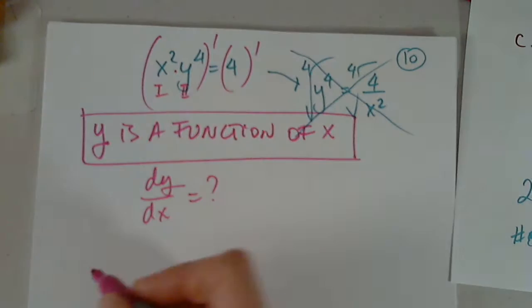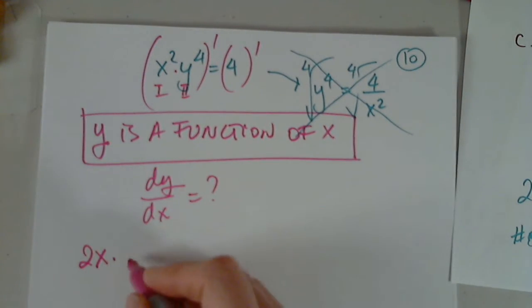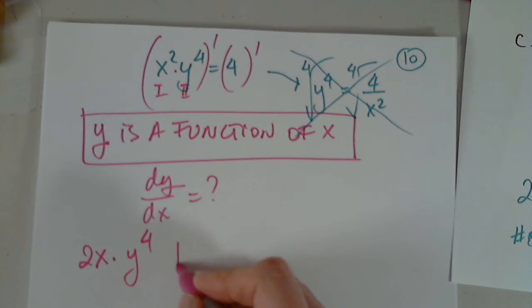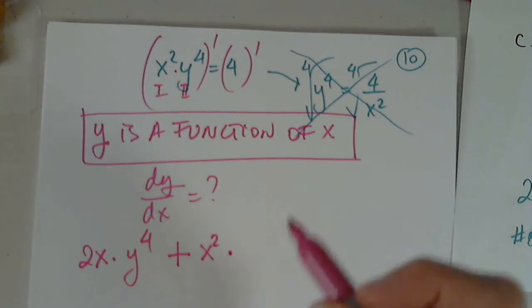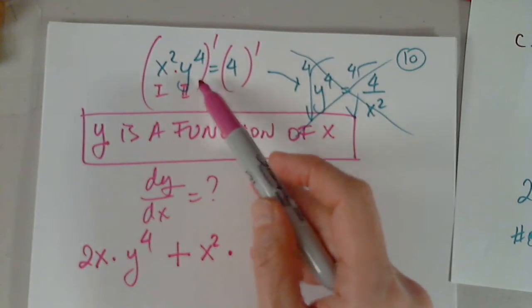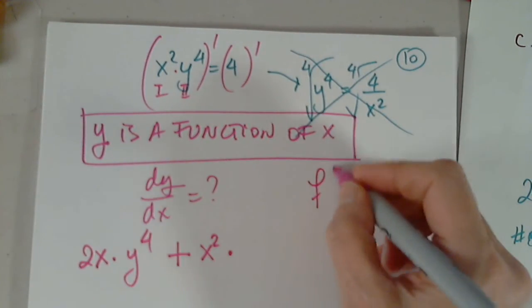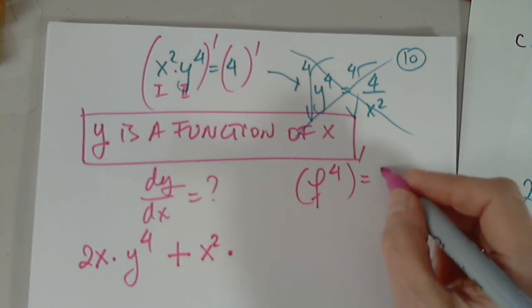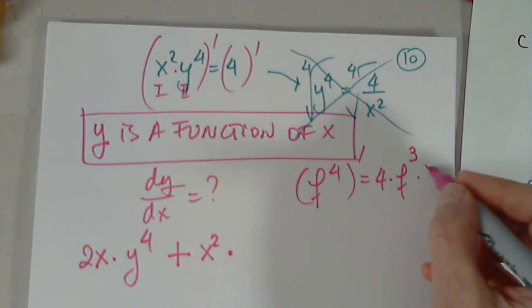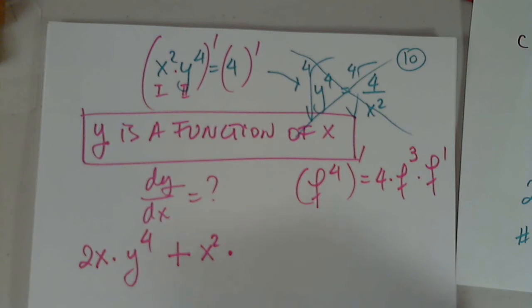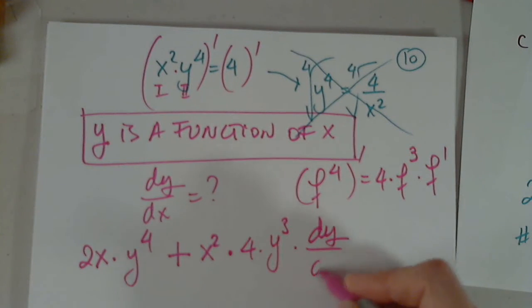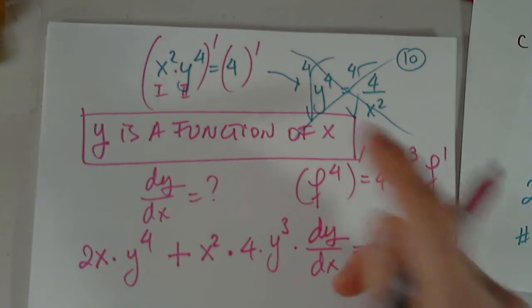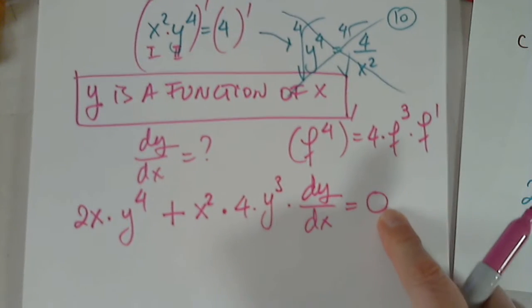I differentiate the first function, I get 2x multiplied by the second function, plus the first function multiplied by the second function prime. But this is this formula, which is 4f to the third times f prime. So 4 y to the third power times dy over dx equals 0. When I differentiate 4, I get 0.